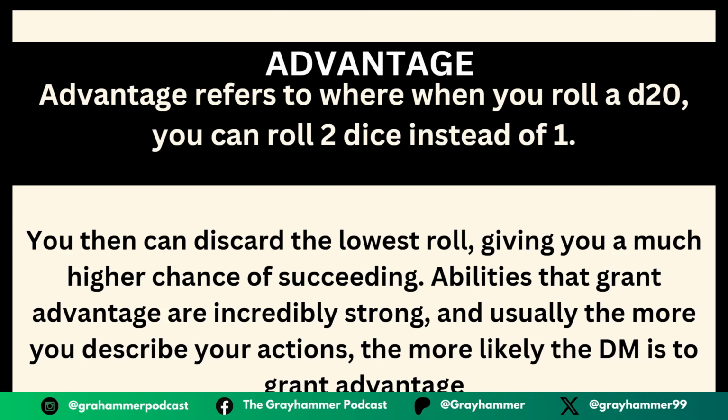Advantage. Advantage refers to where you roll a d20 and can roll 2 dice instead of 1. You then discard the lowest roll, giving you a much higher chance of succeeding. Abilities that grant advantage are incredibly strong. Usually, the more you describe your actions, the more likely the DM is to grant advantage. We're going to cover a bit more on describing things at the end of this episode, so that might actually fill out a lot of the episode.